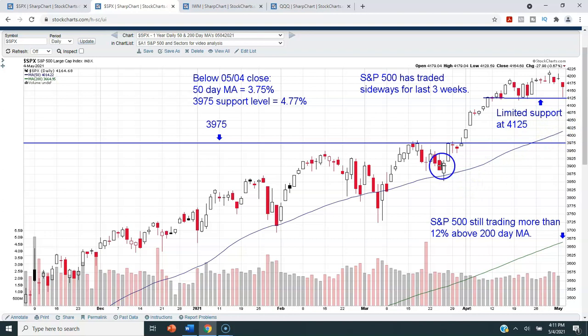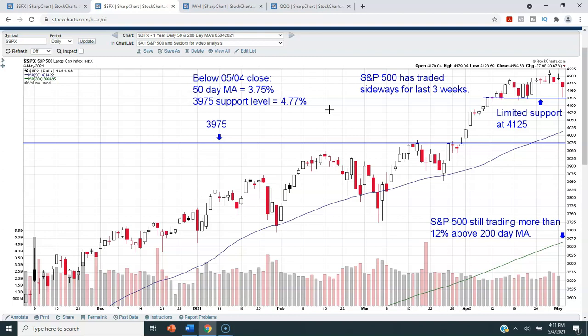Oftentimes the S&P 500, as we can see here and here, will pull right down to the 50-day moving average and stop. Other times it does undercut it for a day or two, like right here in the first week in March. If we get this undercutting of the 50-day moving average, that would likely bring us down to this 39.75 level. Again, that's right here. That's a little less than 5% below where we are currently trading.